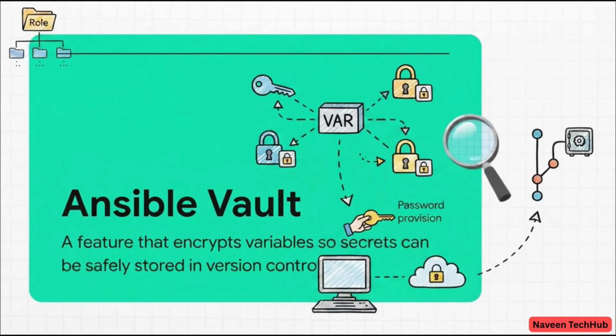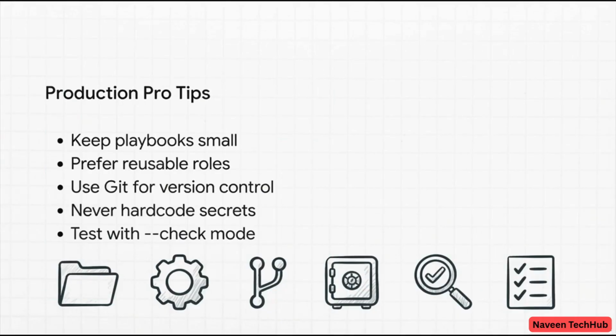The industry standard answer here is Ansible Vault. It transparently encrypts your sensitive variables. When you run your deployment, you provide the vault password, and Ansible decrypts the secrets strictly in memory during execution. The plain text never touches the disk, which means you can safely commit your encrypted variables straight into your version control system.